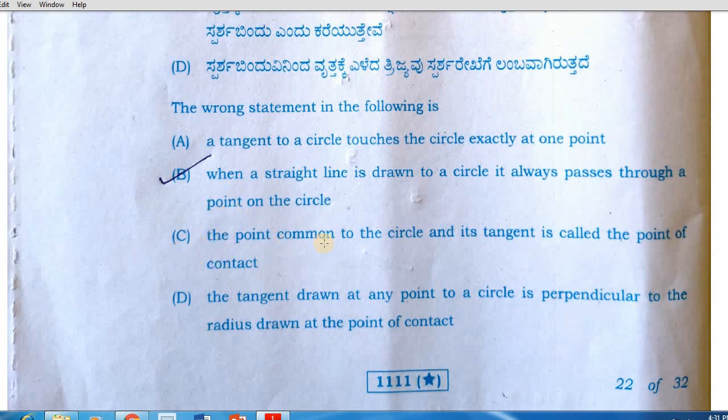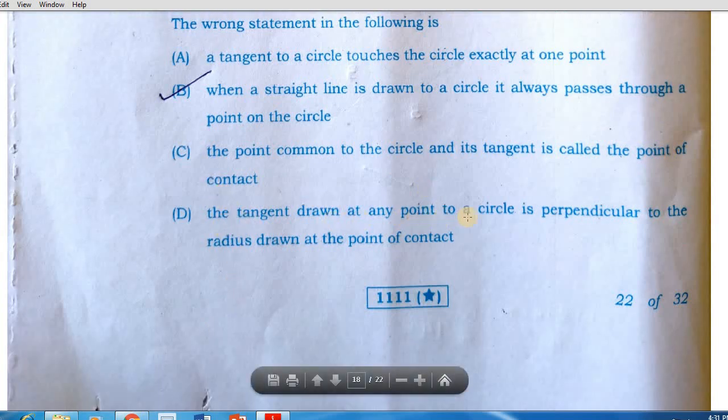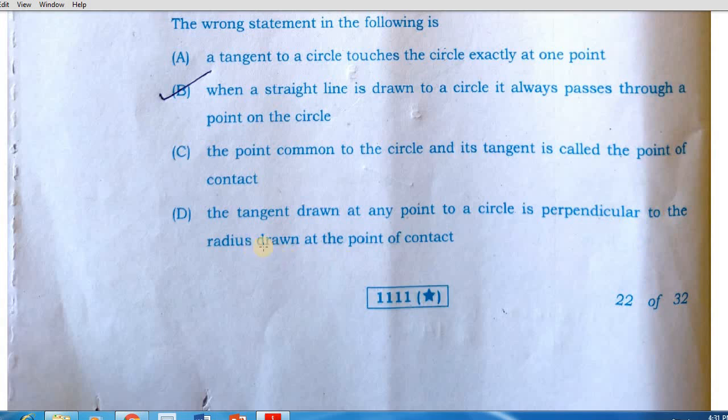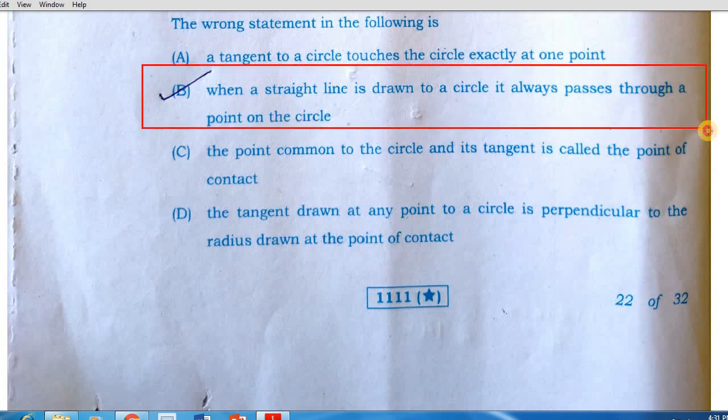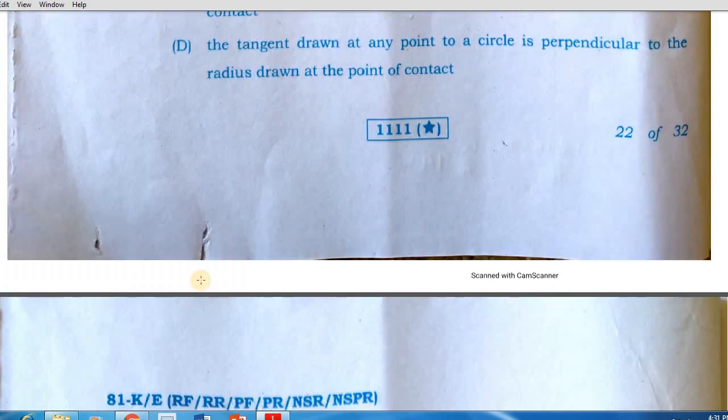And the third one: the point common to the circle and its tangent is called the point of contact. Yes, this is correct. Option D: the tangent drawn at any point of a circle is perpendicular to the radius drawn at the point of contact. This is the first theorem in the circle chapter. This is also correct. Hence, for this question, the right answer is option B.